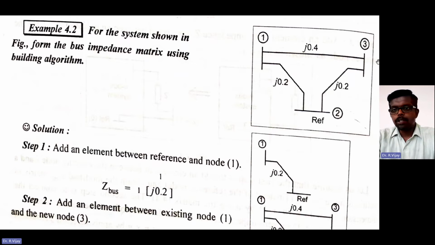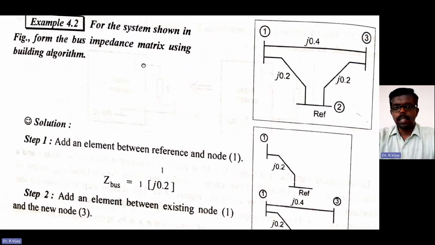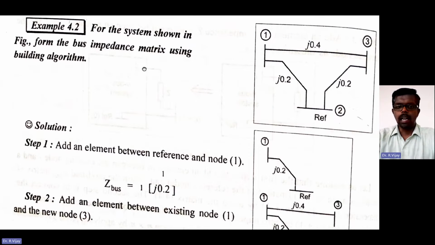Okay, so this is the system shown in the figure, where you have three buses. The impedance between 1 and 2 is 0.2j. The impedance between 3 and reference is 0.2j. Next, the impedance between 1 and 3 is 0.4j. So here you are taking this bus as a reference bus. What they said is to formulate the impedance matrix by using the bus building algorithm.